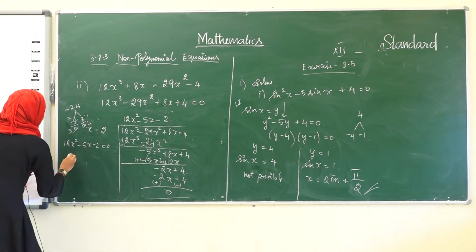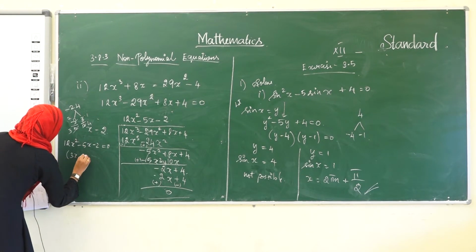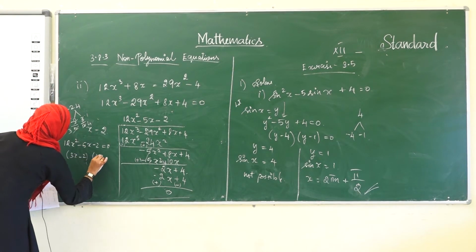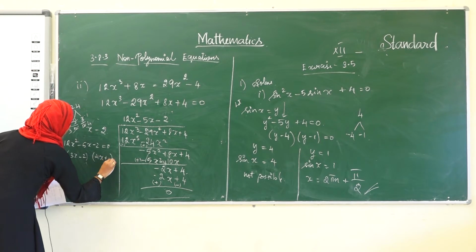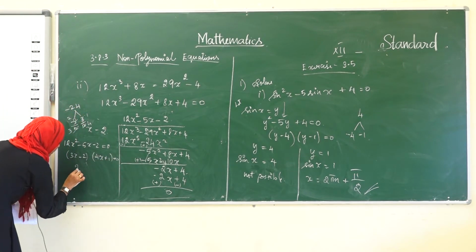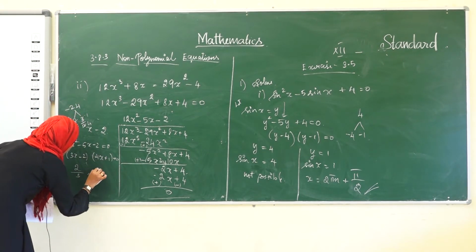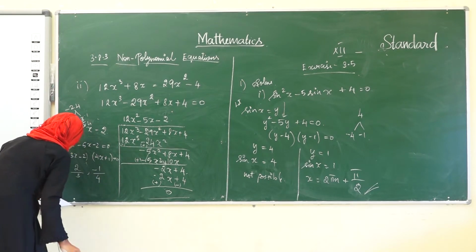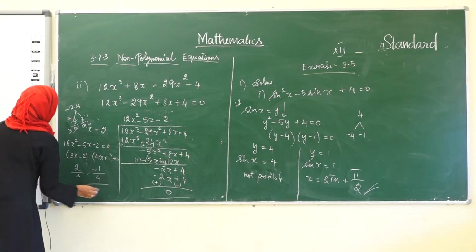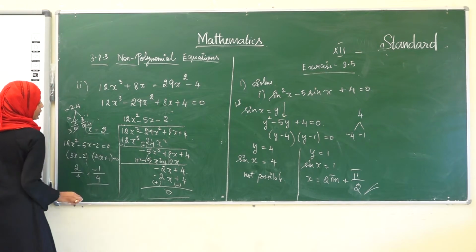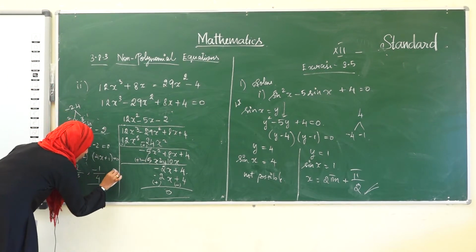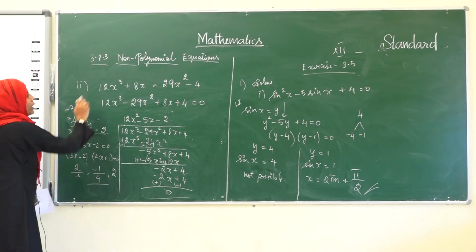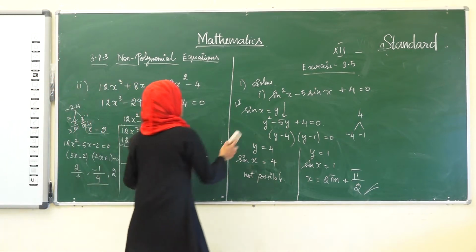So, what are the factors here? 3x minus 2 and 4x plus 1 equal to 0. What's the answer we get? 2 divided by 3 comma minus 1 divided by 4. We have got 2 roots and already we know x minus 2 is the factor, therefore 2. These are the 3 roots of the given equation.